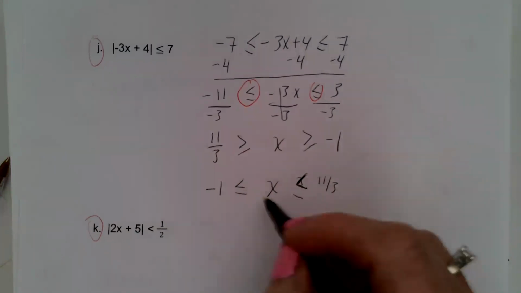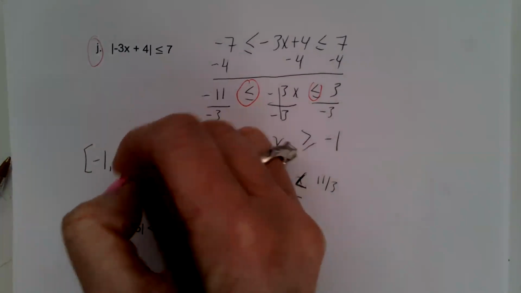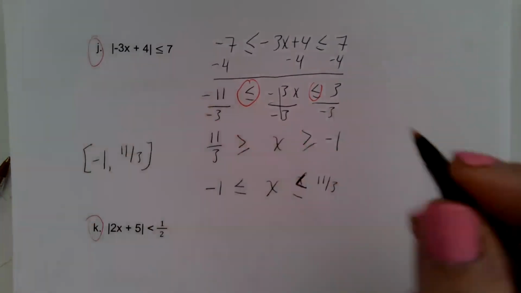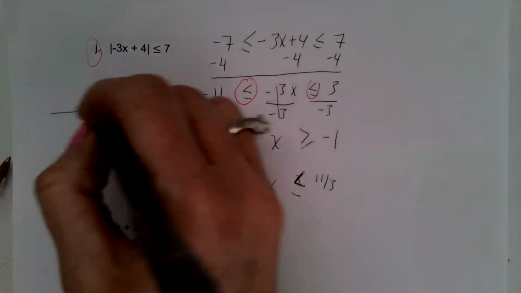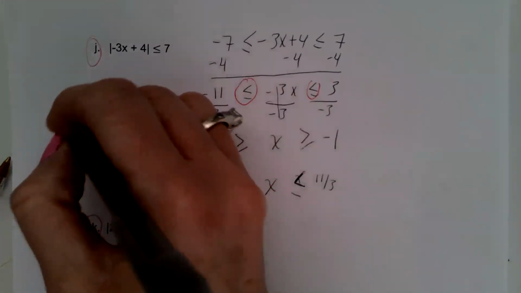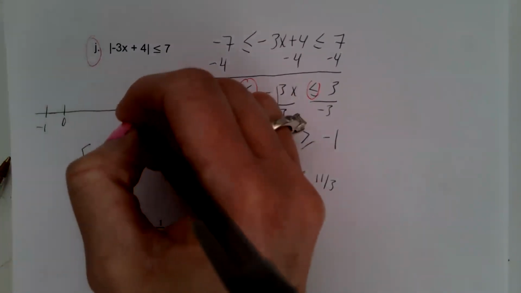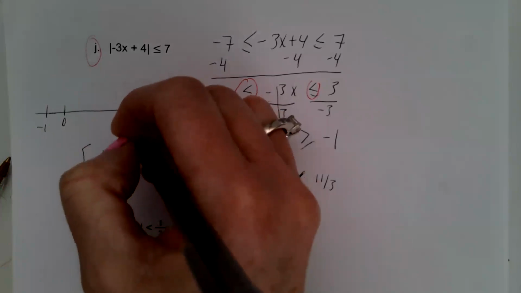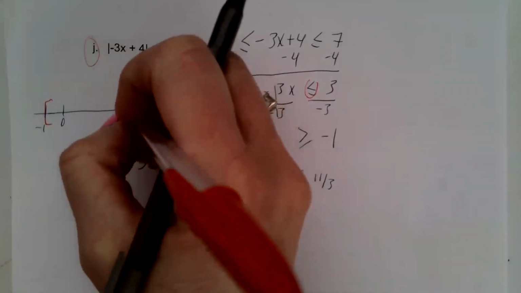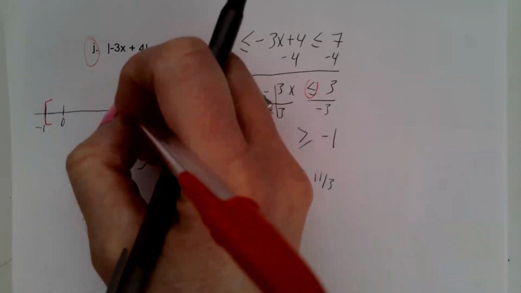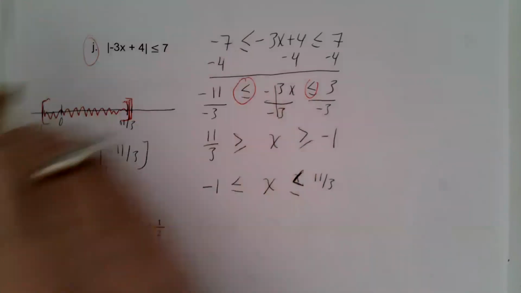And because it's including, we're going to have brackets. So negative 1 to 11/3 in brackets. Then likewise, it would look the same on the number line. So we would just have a bracket here and shading in between.